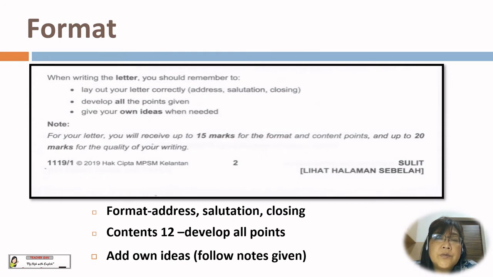When writing the letter, you should remember to lay out your letter correctly, address, salutation, and closing. So these are the format marks. Then develop all the points given. Give your own ideas when needed. Note, for your letter, you will receive up to 15 marks for the format and content points. So format will be 3 and content points will be 12, and up to 20 marks for the quality of your writing. So remember, format will be address, salutation, and closing. Then you have to develop all the 12 content points. And remember to add your own ideas.